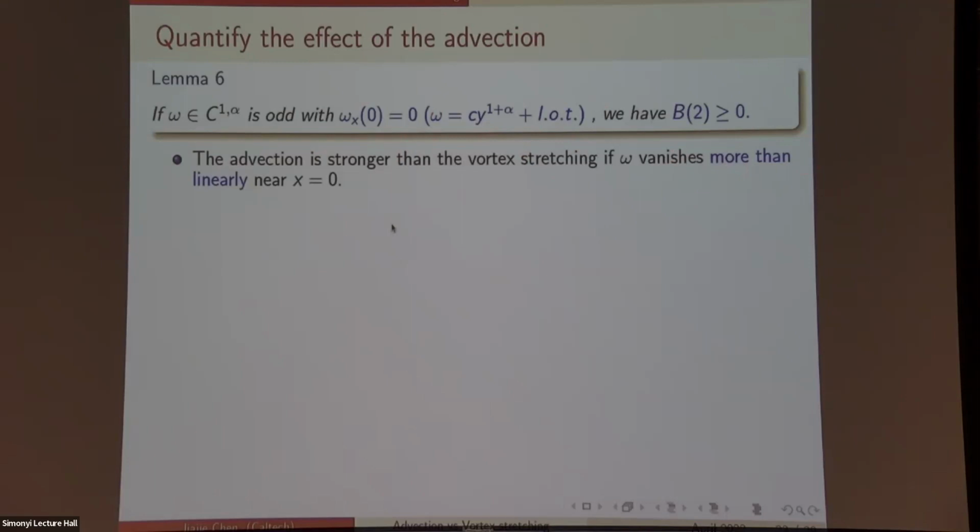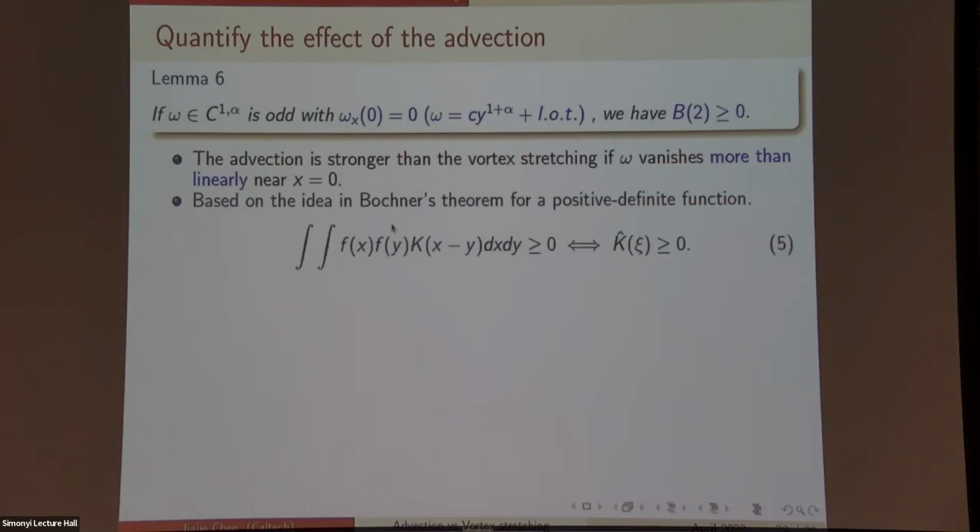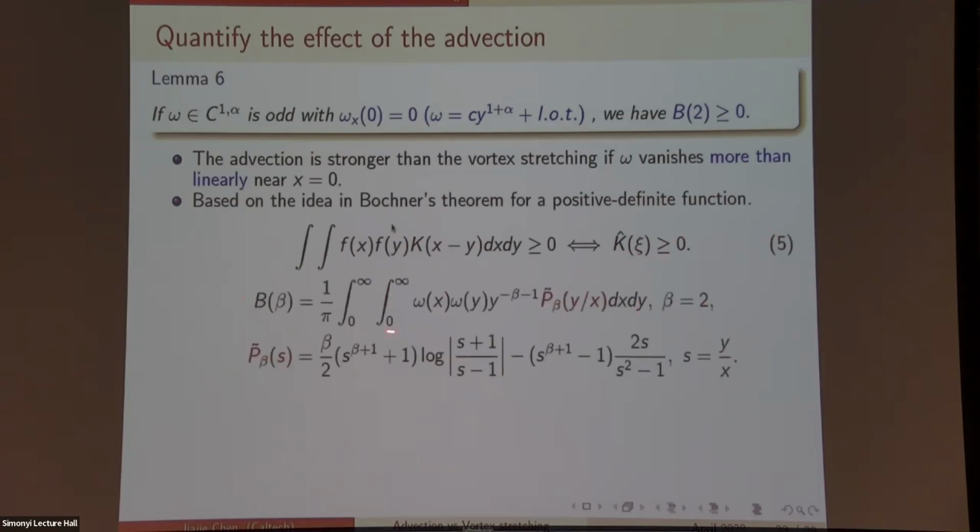The proof of this estimate is quite interesting. It is based on the idea of Schoenberg's theory for positive definite functions. This theorem states that for a quadratic interaction with a convolution kernel, it is positive if and only if the Fourier transform of the kernel is positive. However, we cannot apply this argument directly because our kernel is not a convolution kernel.